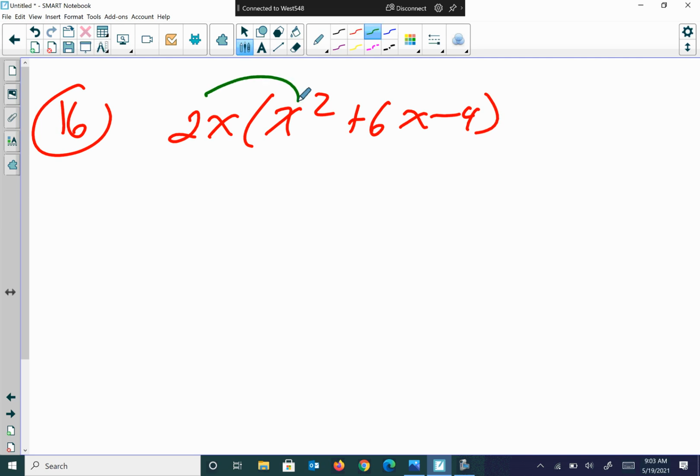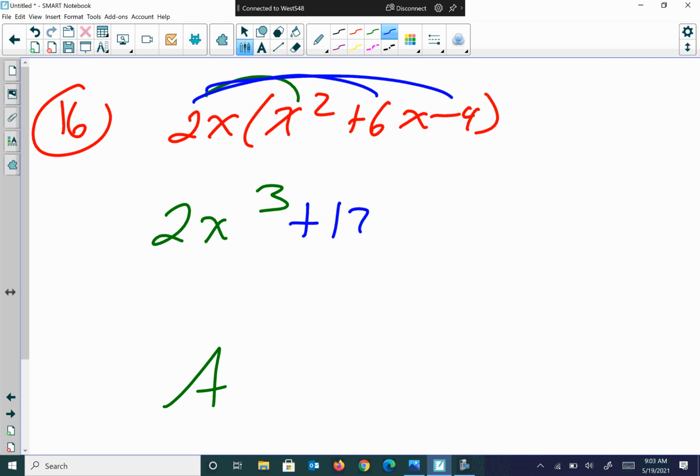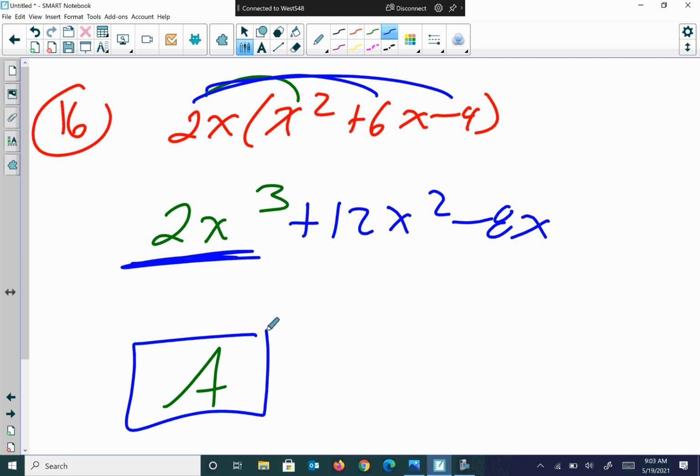So I'm going to distribute, so I get 2x to the third. I only have one of the answers. It's got to be A. I'll finish up the problem, but you could stop right there. But you're going to get plus 12x squared minus 8x for the whole answer. But because only one of the answers had 2x to the third in it, you could have stopped early. Wow.